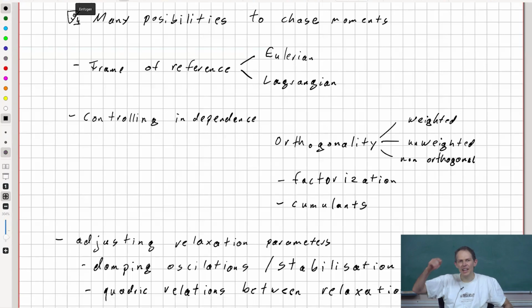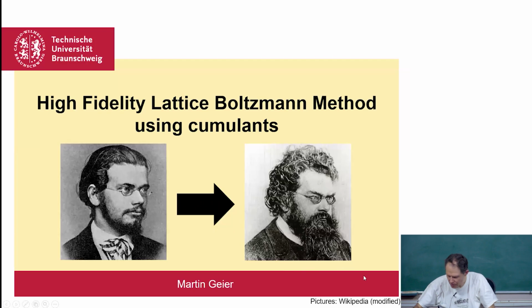A quadratic relation means that by combining relaxation rates in a very particular way, you can make the entire method much more accurate. You can eliminate leading order errors and make the method much more accurate. And this actually is required to go to what we actually want to go to, namely high fidelity simulations. Okay, I spent 1 hour on this. I will very briefly show you a few examples of what you can do.